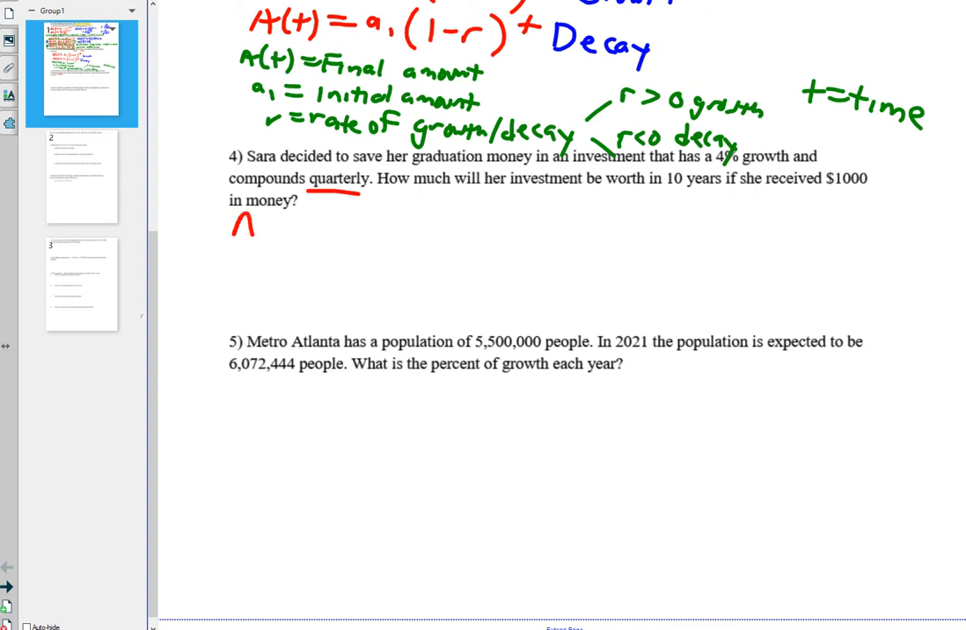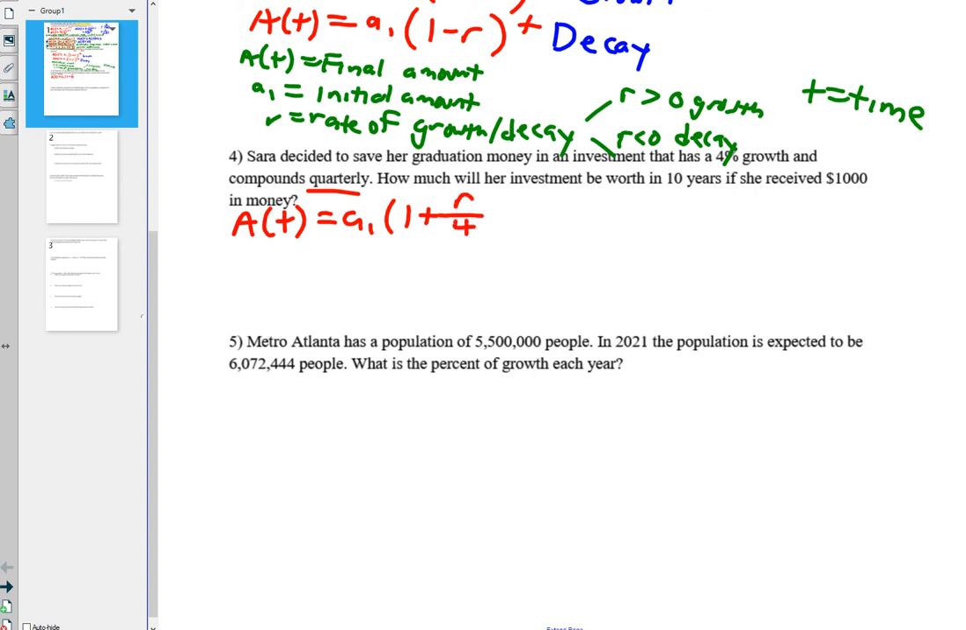So the amount after some time would be equal to the initial amount, A sub 1, times 1 plus the rate of change. But first you divide it by that word, quarterly, by 4. But then you get that 4 and also multiply it times time, because it's going to compound 4 times in that year. So in this case, it's 10 years.